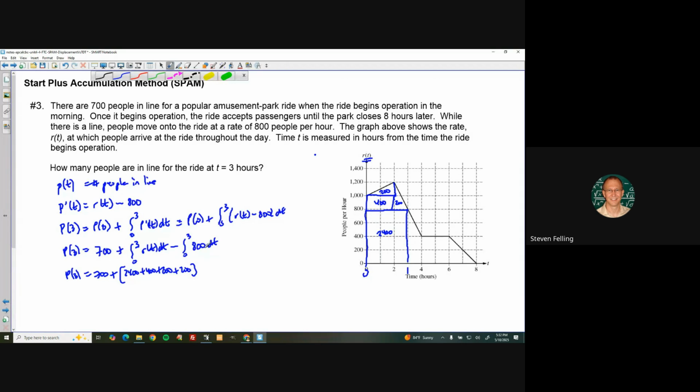And then for this integral, I don't have to use a graph. I'm just going to integrate this by hand to say the antiderivative is 800t, evaluated from 0 to 3, which means that's going to be 800 with 3 plugged in minus 800 with 0 plugged in. All right, so let's add that all up. That is 700 plus 2400 plus 400 plus 200 plus 200, and then minus this whole quantity, which is 800 times 3.